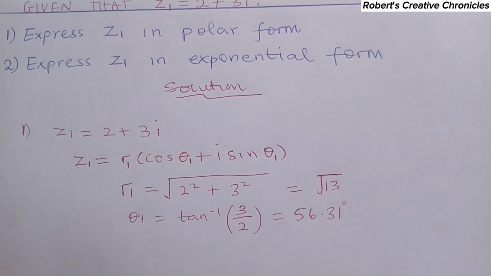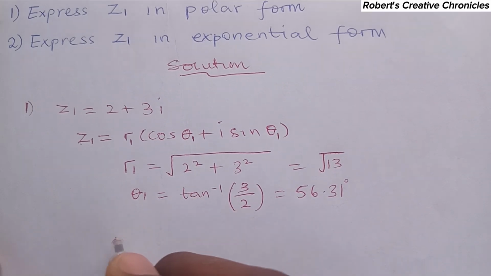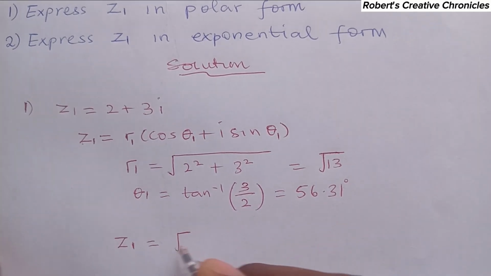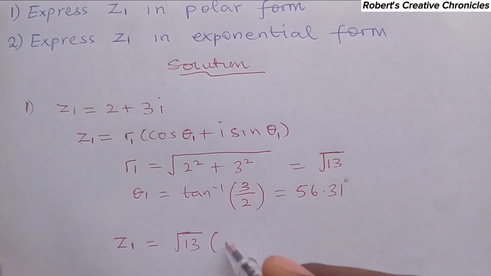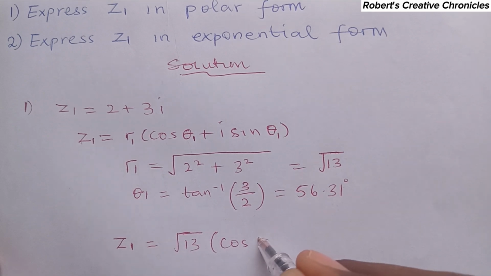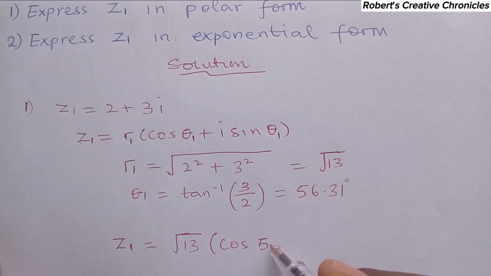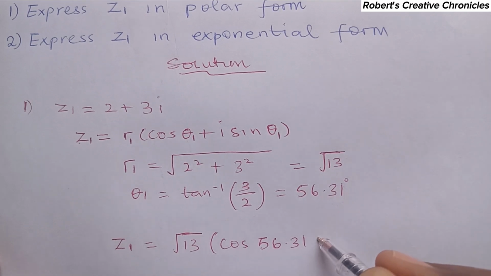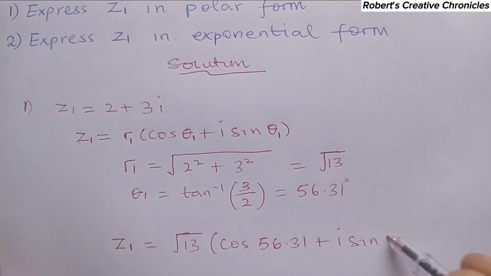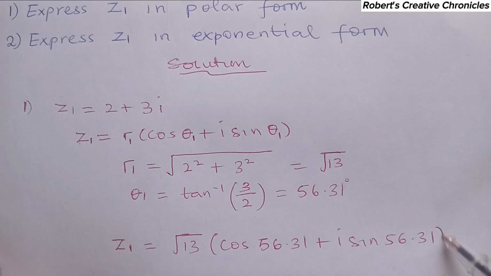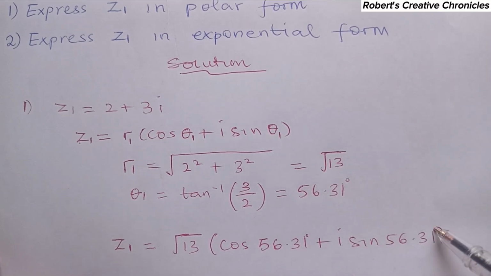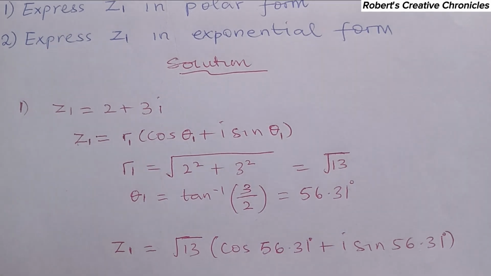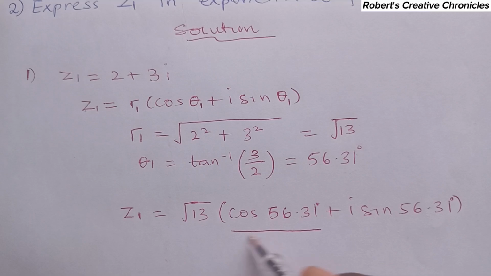So now we can express it in polar form. So it becomes z1 is equal to what? Root of 13 cos 56.31 plus i sin 56.31 degrees. So this is the polar form of this complex number.